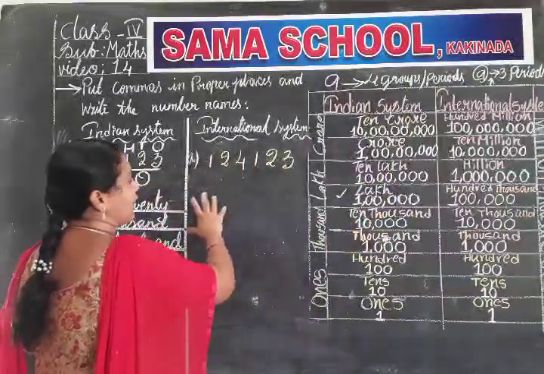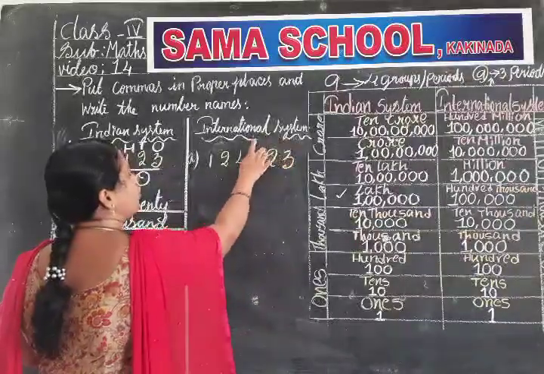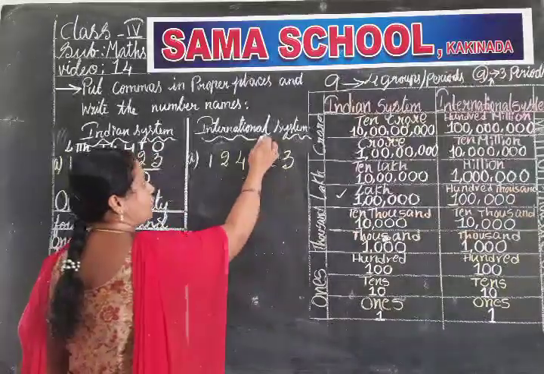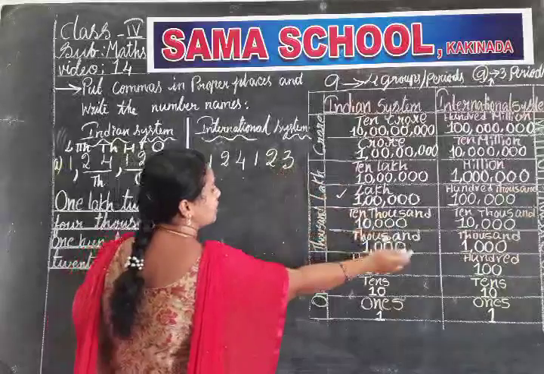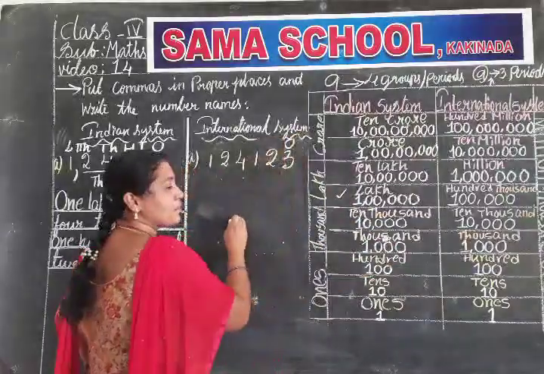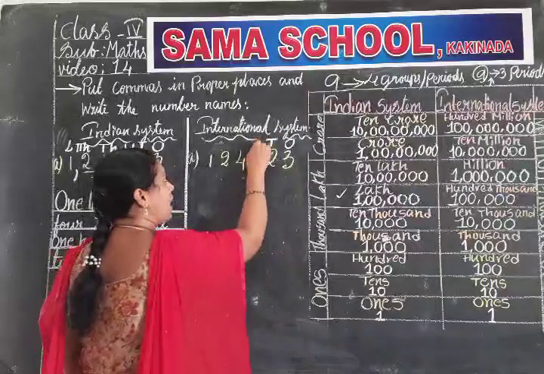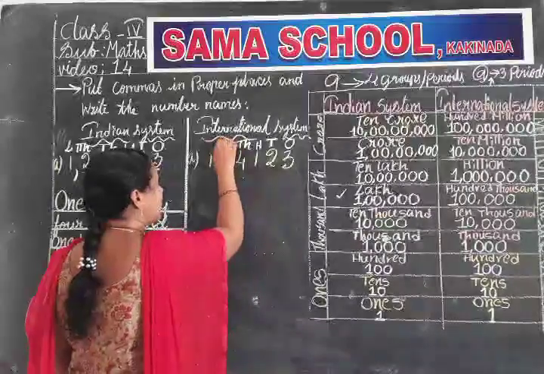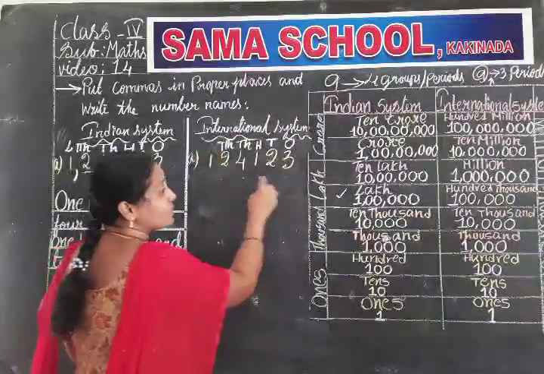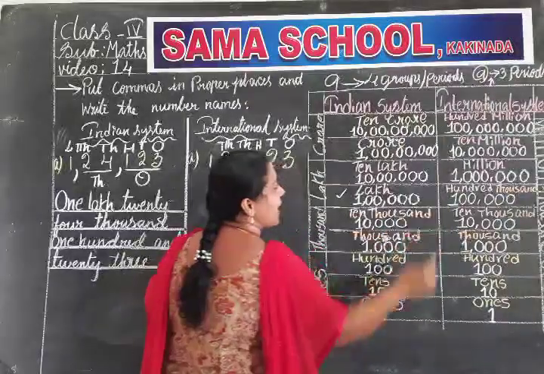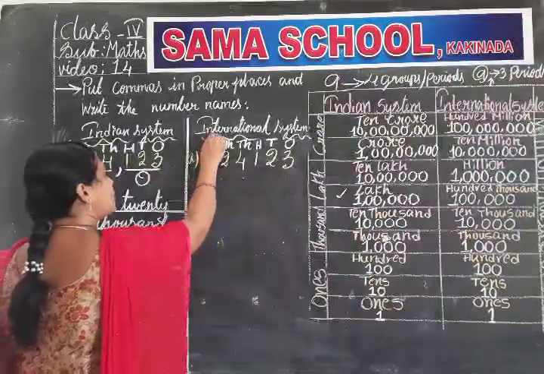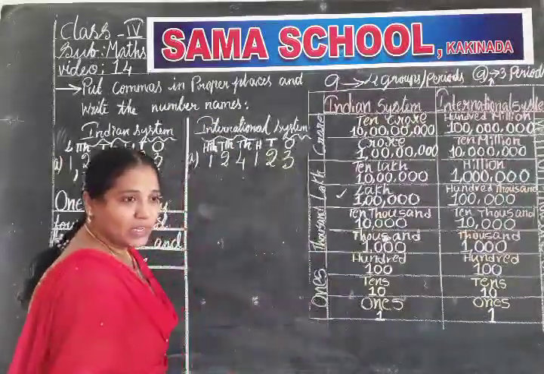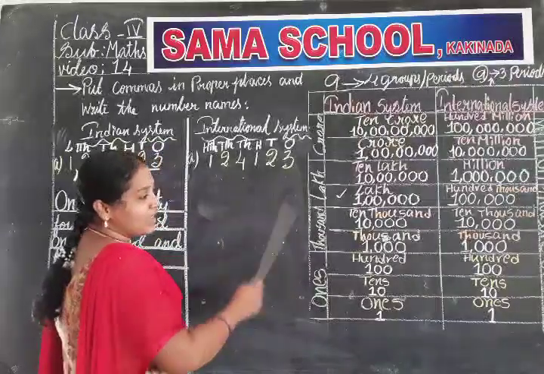While you are writing the number name, first of all, you have to write the place values of the given number. Now tell me what the place values are. According to the international system, you have to look at the chart and tell me. 1s, 10s, 100, after that 1000, very good. Then 10,000, and after 10,000, yes, 100,000. As per the periods, we insert the commas in between the numbers.